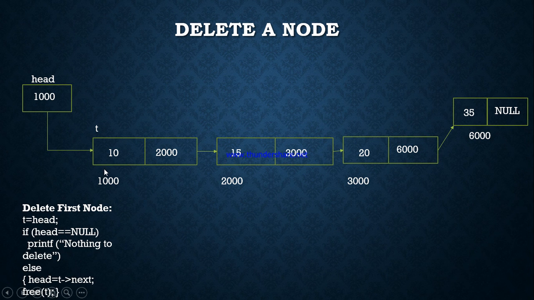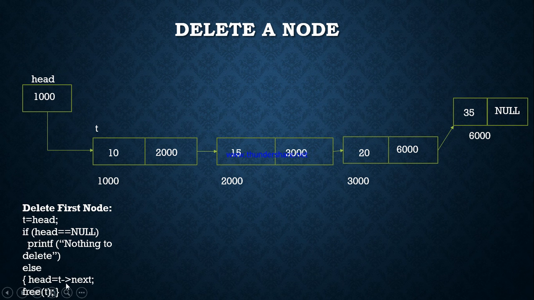Now the logic is that if head equals null, suppose there is no node, the head value is null, that means there is no node, so we will simply print that there is nothing to delete. Else, what will be the logic?